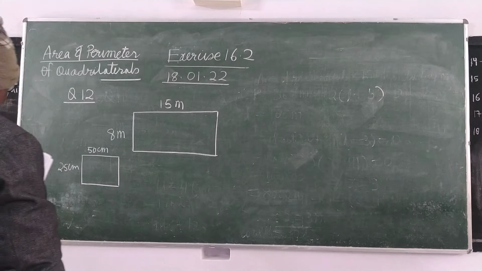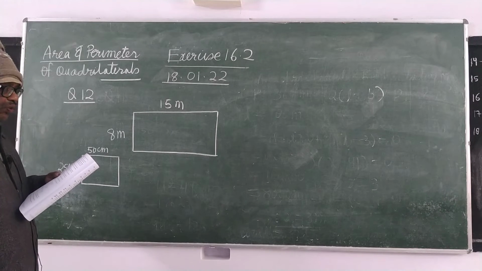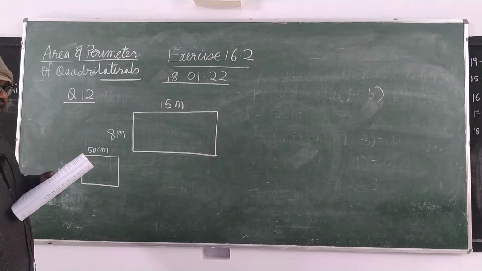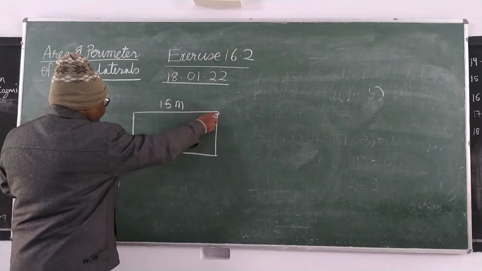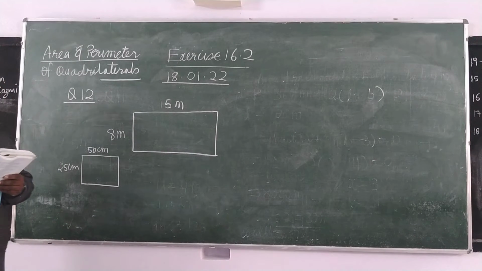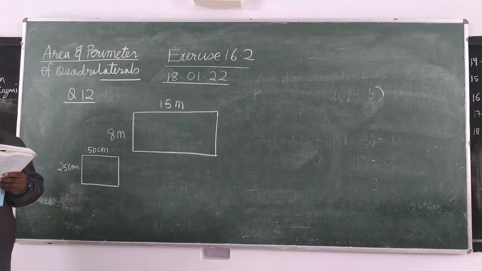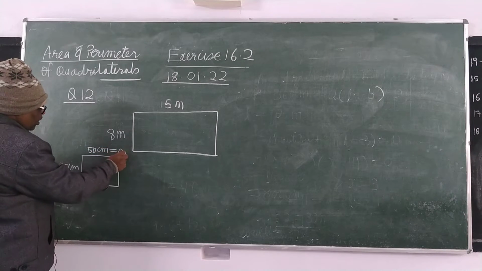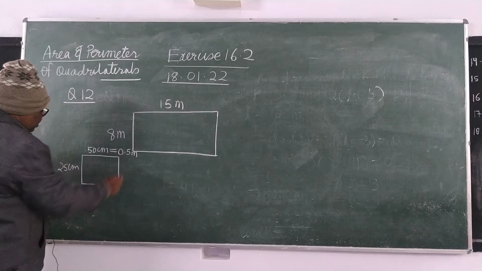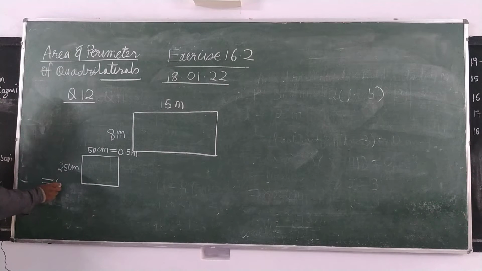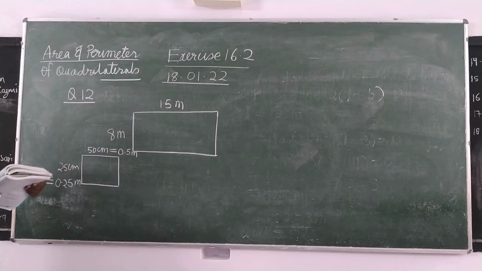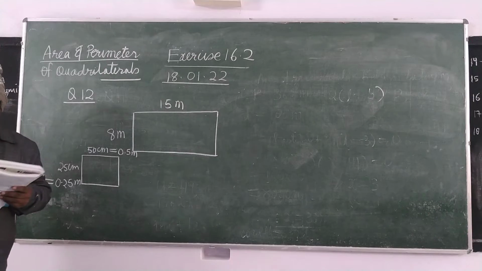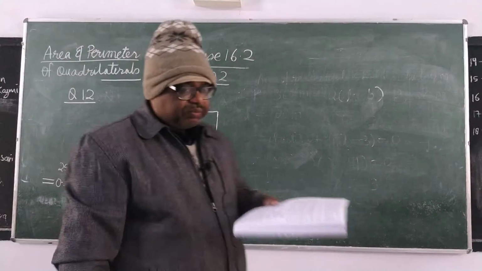Now question number 12. A rectangular floor which measures 15 meter by 8 meter means this length is 15 meter and this is 8 meter is to be laid with tiles measuring 50 centimeter into 25 centimeter. 50 centimeter means how many meters? It is 0.5 meter and 25 centimeter means 0.25 meter. You have to find the number of tiles required. How many tiles will be required?